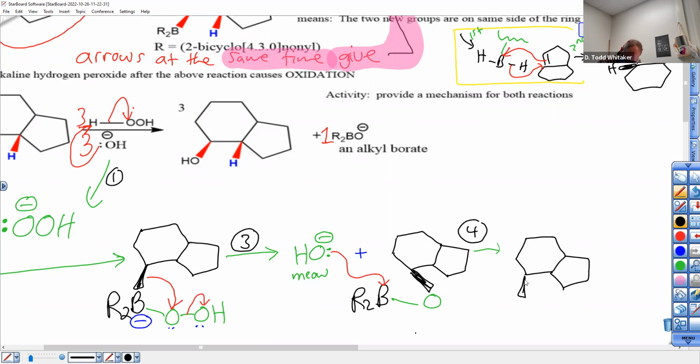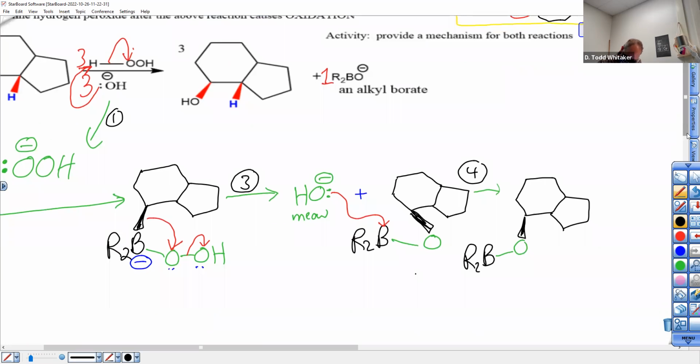So we got our black bond to O. We got the old bond to B, which had 2 R groups on it. What else is on the B now? Hydroxide. Now, how many bonds does B have? 4. So what charge does B have? As promised.